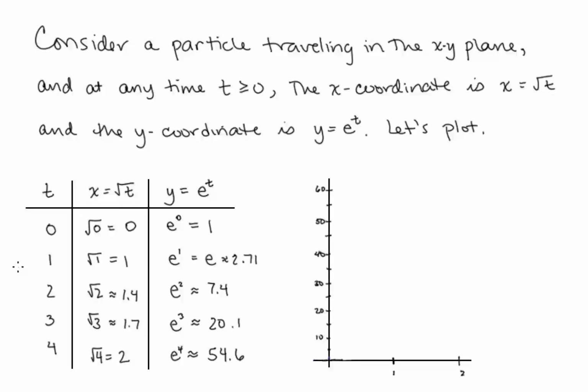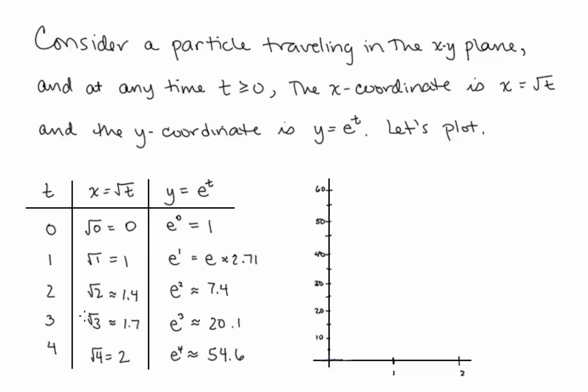The first thing we're going to do is make a table of data. We're going to list some t values and then find their corresponding x and y values. So here, because t is representing time, we have t values that are greater than or equal to 0. And so we'll plot for t equals 0, 1, 2, 3, and 4 in this problem. Now x is equal to radical t, so the corresponding x values are 0, 1, radical 2, radical 3, and radical 4, which equals 2.